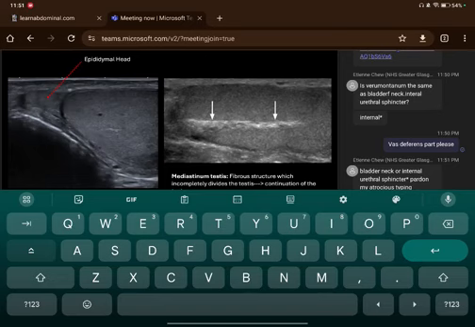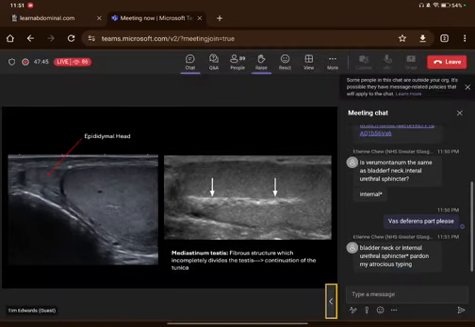No, the verumontanum is a different structure to both of those. And in terms of the vas deferens, that's something that Bhavna will go into in her part of the talk as well.